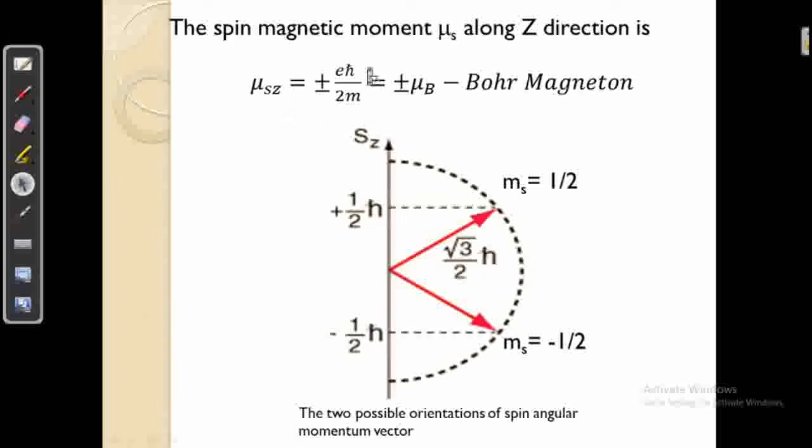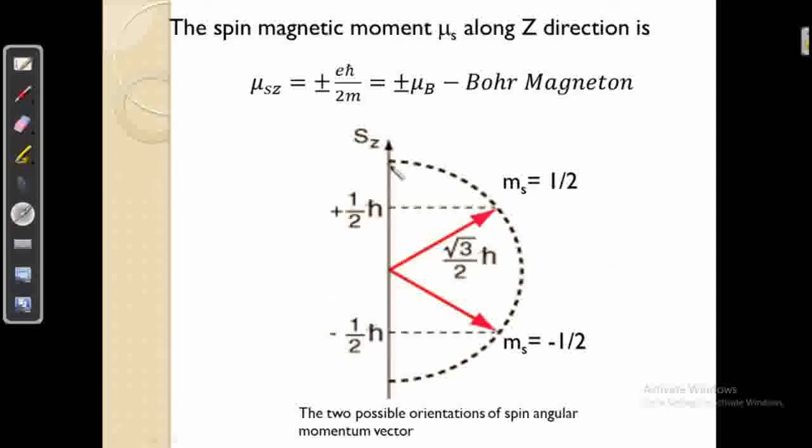So this is the Z component of the spin magnetic moment, that is represented by mu Sz, given by this quantity. This value is equal to mu B, which is known as the Bohr magneton. Bohr magneton is given by the equation e h cross by 2m. So the Z component of the spin magnetic moment along the Z direction is mu Sz, which is equal to plus or minus e h cross by 2m, which is actually equal to plus or minus mu B, the Bohr magneton.